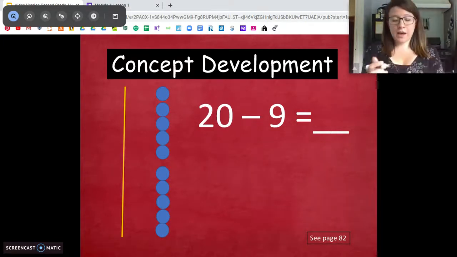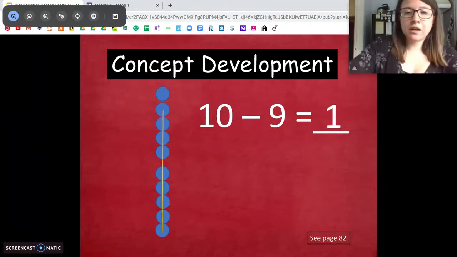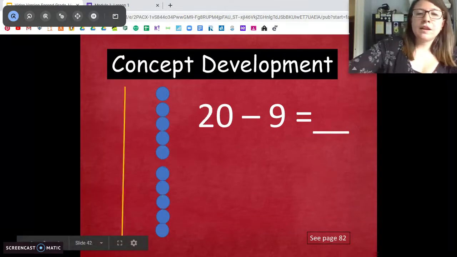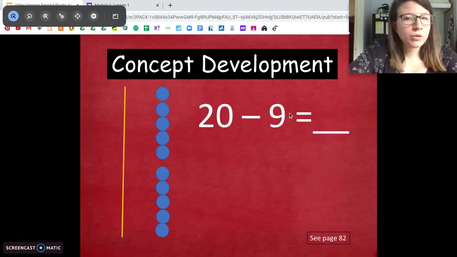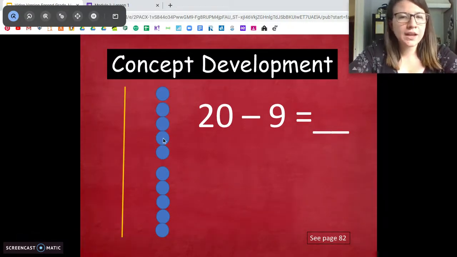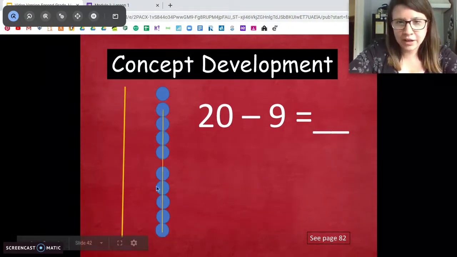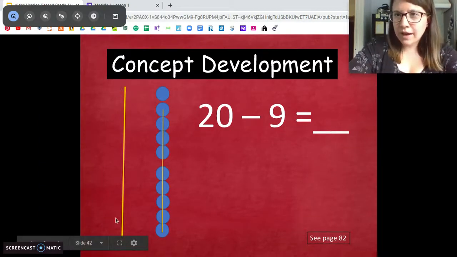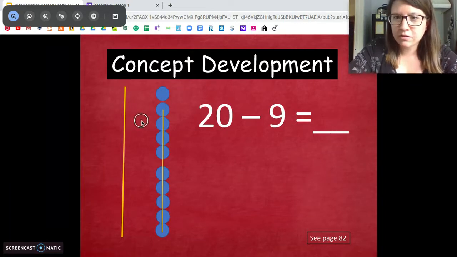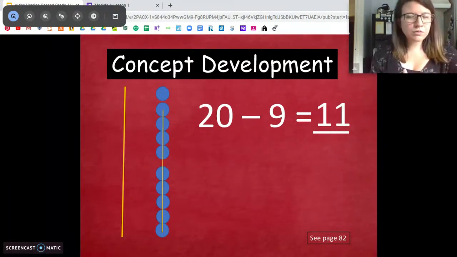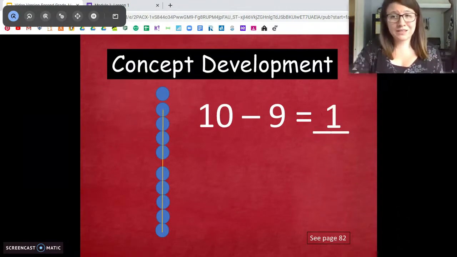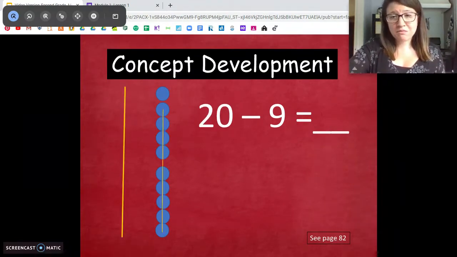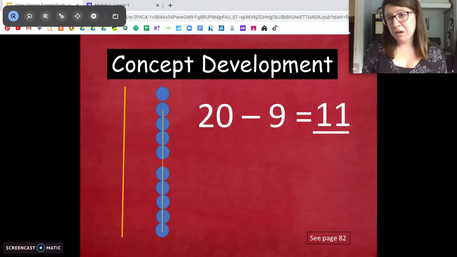Okay, what I'm noticing is in this drawing we just have 1s. In this drawing we have an extra 10. Now, we're still taking away the 9, so I could cross off 9 here. And the only difference is now I have an extra 10, so I'd add the 10 plus the 1, and I'd get 11. So it's really just 10 more than 10 minus 9. 20 is 10 more than 10, so our answer has to be 10 more, right?